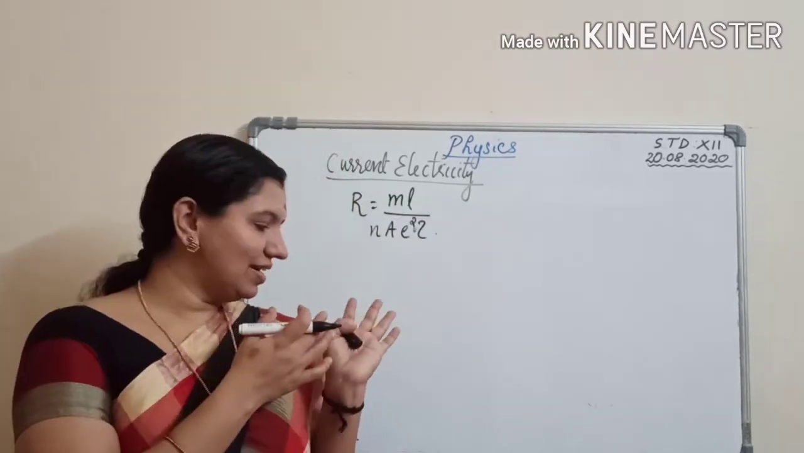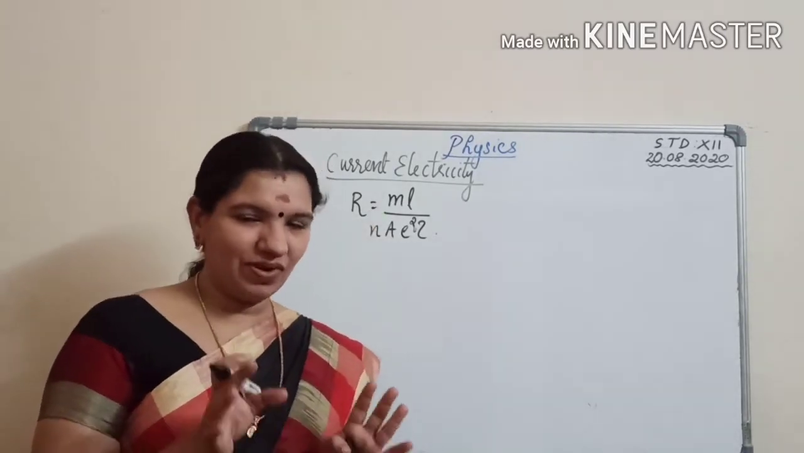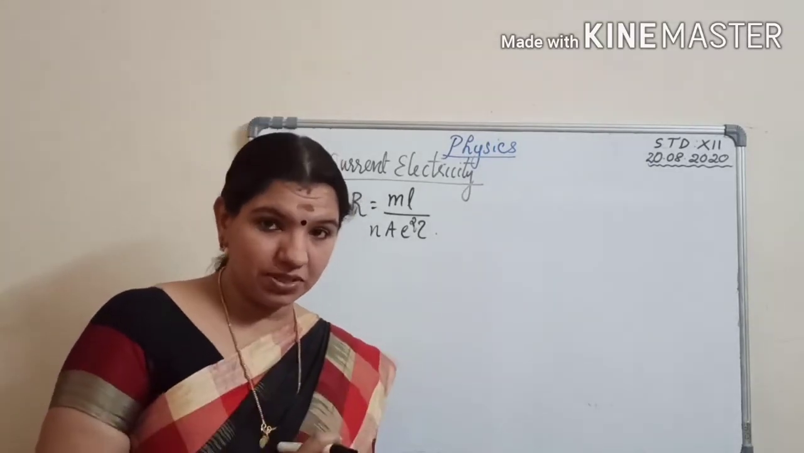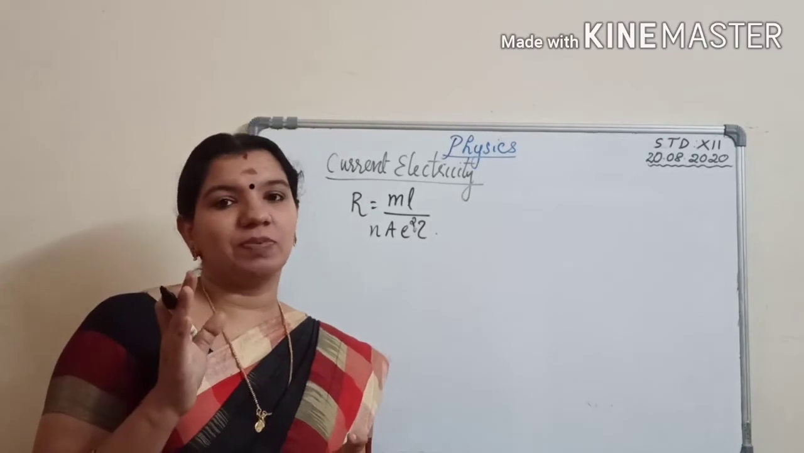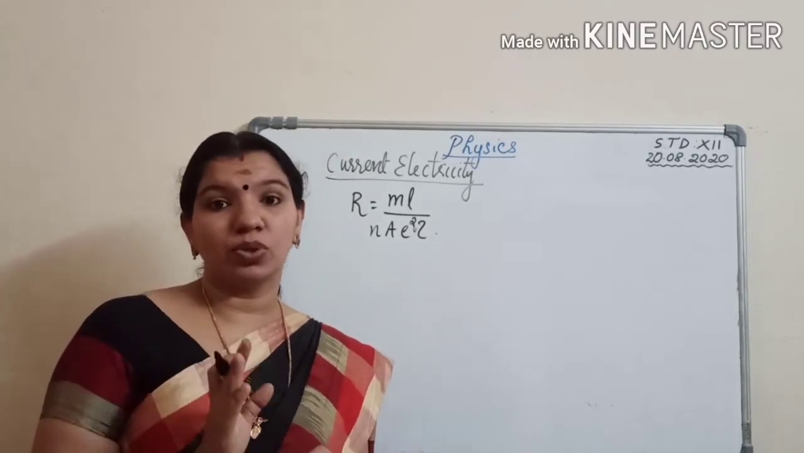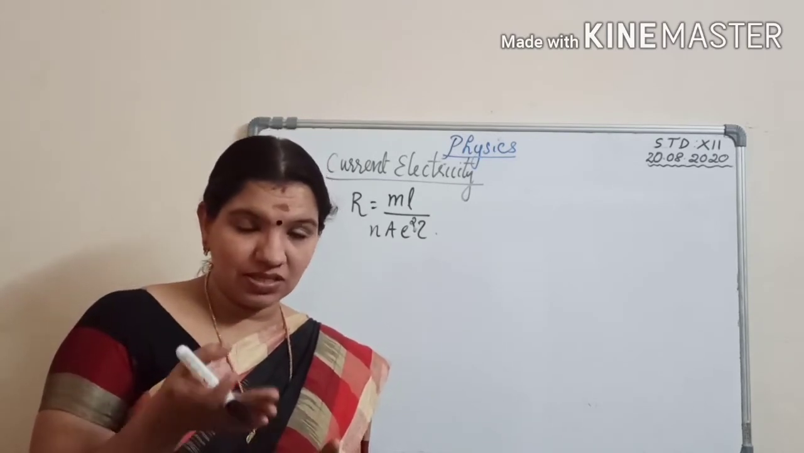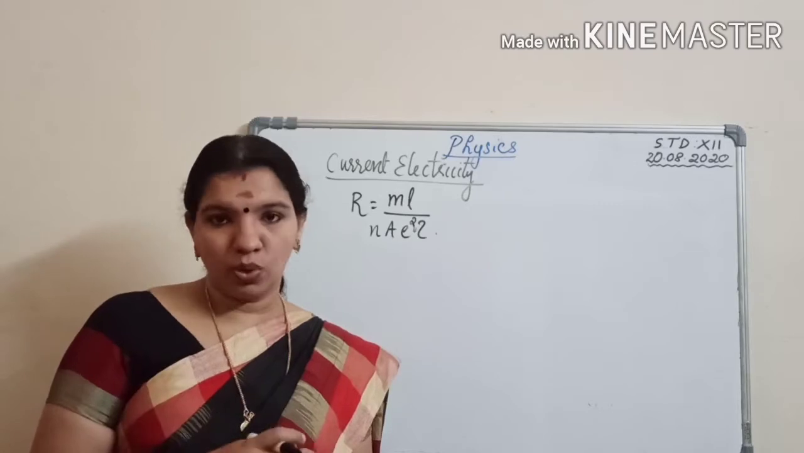So we will start with the last expression, that is R equal to ml by N A E square tau. Very simple only. Now we are going to derive an expression for resistivity. You have studied resistivity from which expression? As R is equal to rho into L by A, isn't it? That is, factors affecting resistance are proportional to L and proportional to 1 by A. So R equal to rho into L by A.